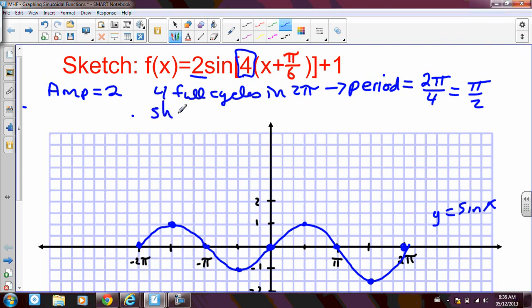In this case, it's going to shift to the left, so towards the negative values, a distance of pi over 6. And then we're also going to shift up the value of positive 1.